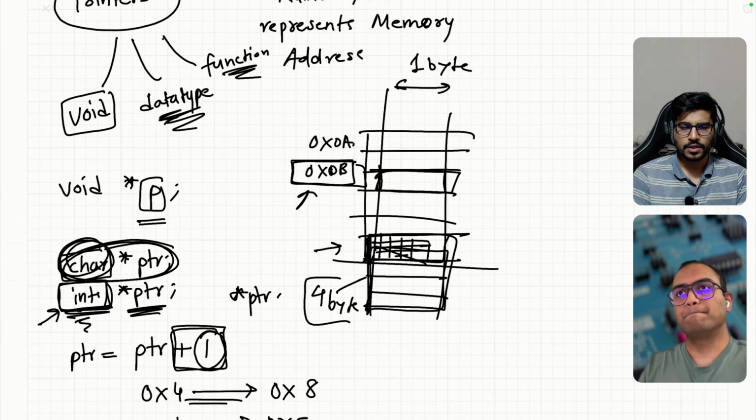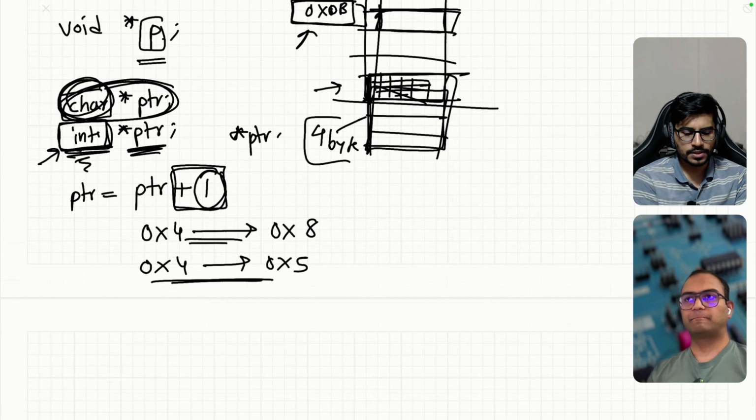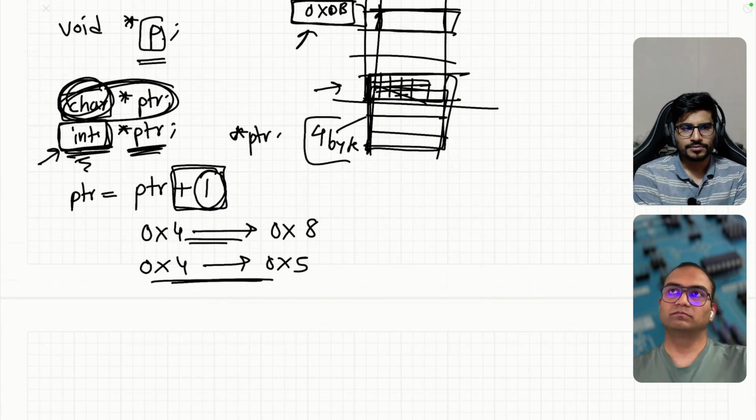Again, basically, Piyush, go ahead. What I understood is void pointers, they are just numbers.